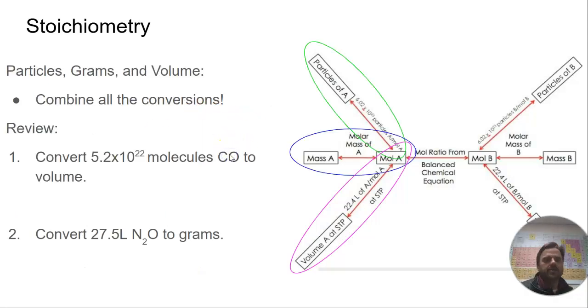All right, so then you can just see here, guys, that you can combine any of these. As you've seen in past assignments, you can go from one airport to the other. You can go from particles of A to mass of A. You can go from volume of A to particles of A, but always make sure that you go through this mole hub. You always have to convert to moles first, then from there, you can go to any one that you want. So we won't go through these because I think you've got these down.